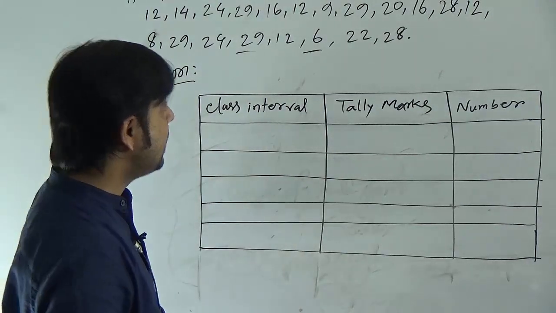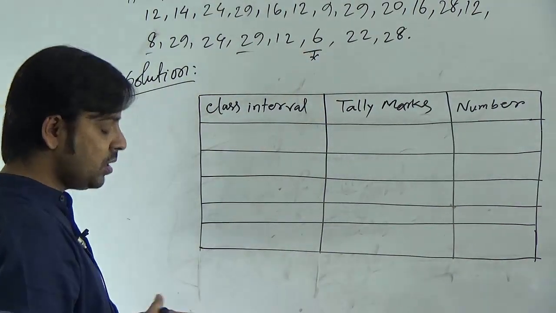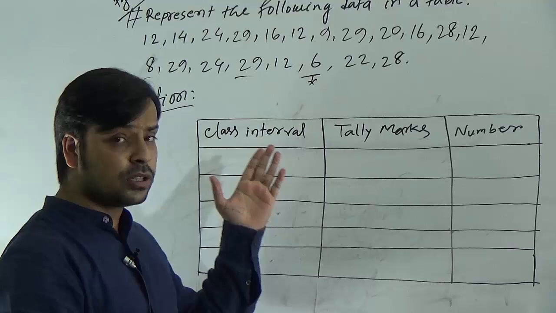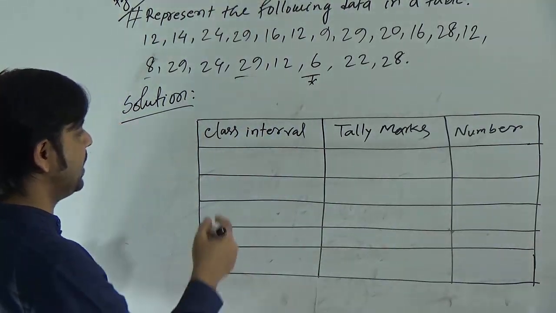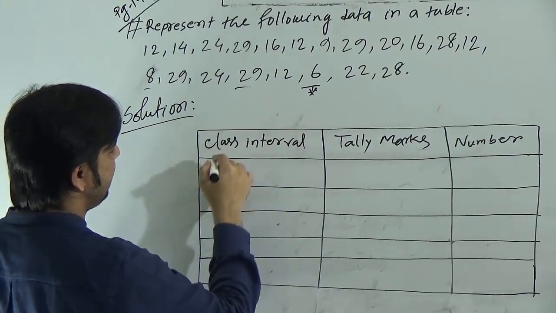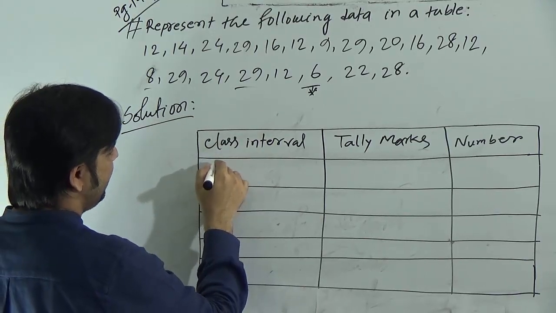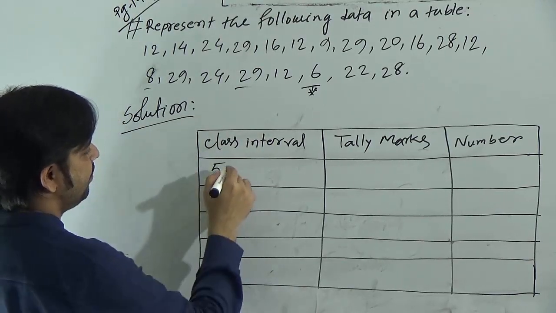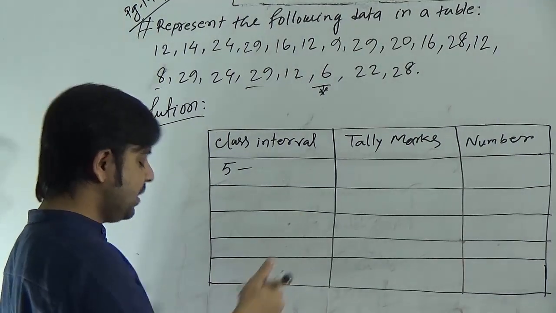How can we take the class interval? We have to start from the number which is just smaller than the lowest number, near to the lowest number. It means that we can start from 5 or 6. We can start from 5. As the class interval is 5, so we have to start from 5.